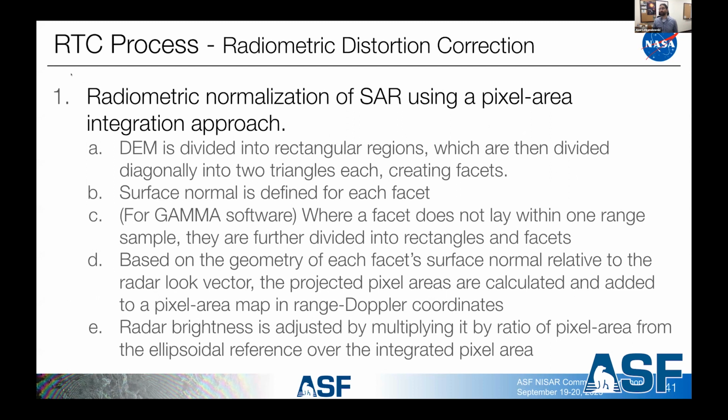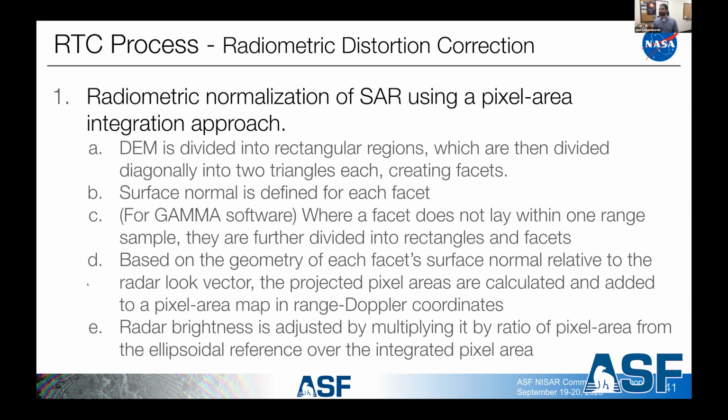And so that normalization is done using a pixel area integration approach. And so to do that, the DEM is divided into rectangular regions, and then those are subdivided into triangular facets. And then the surface normal is defined for each facet. And at least for gamma software, where a facet does not lay within a single range sample, they're further divided into additional rectangles and additional facets. So a finer resolution of facets.